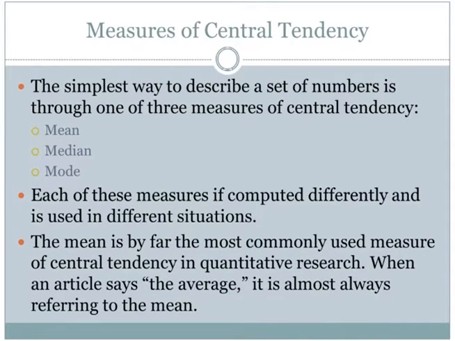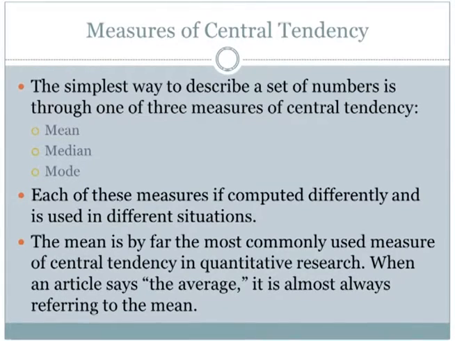The mean is by far the most common in quantitative research. It's normally dealing with continuous data. You'll find out about what that is later on in the lab. So when an article says the average, it's almost always referring to the mean.